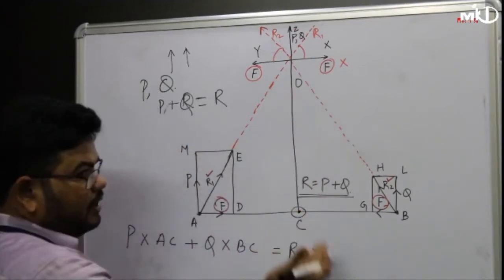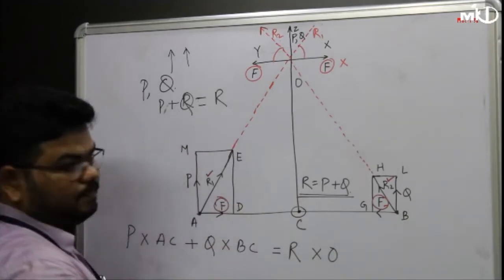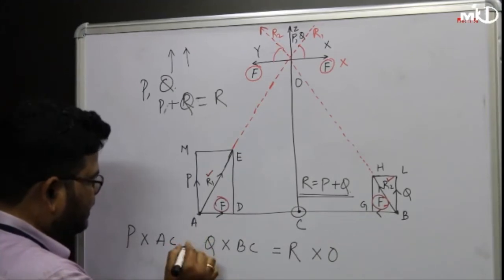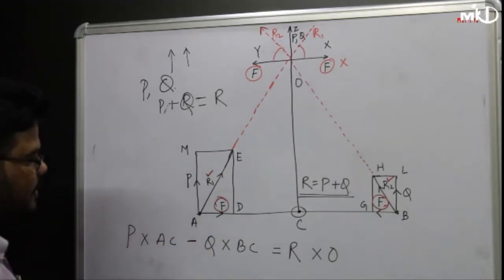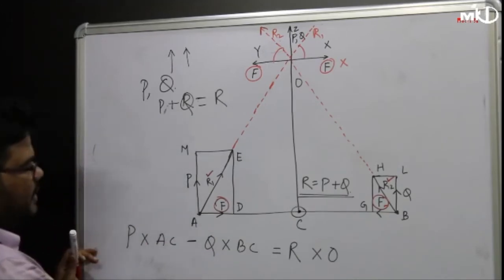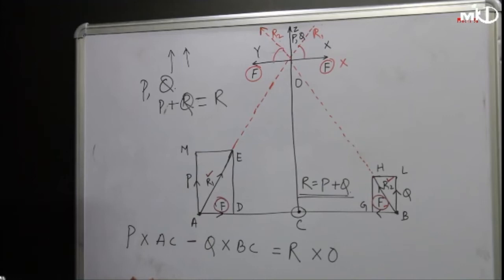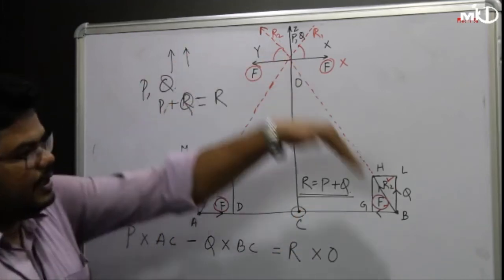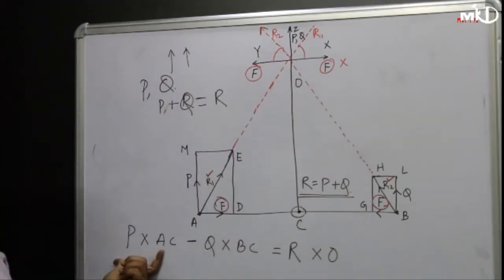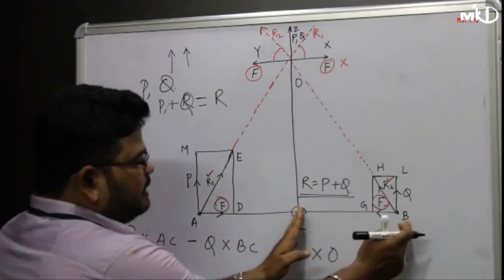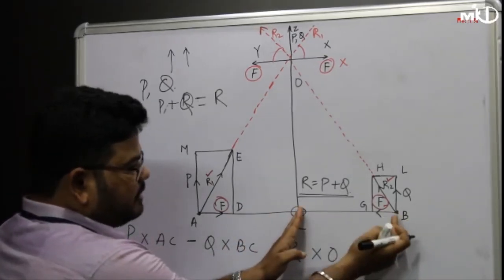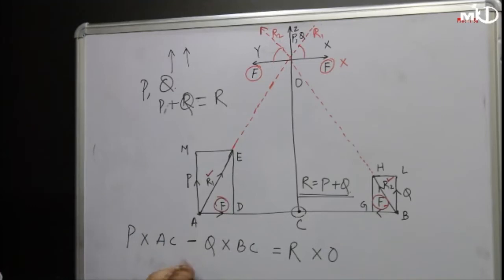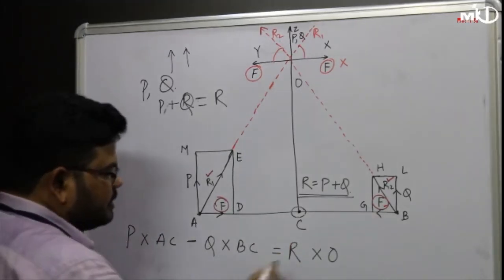So what is the distance between point C and point C? It is 0. Sorry, this will be minus. Why will it be minus? Because in the previous class we have studied that if we take AC and hinge the point C, this will move in clockwise direction, so I have taken it positive. And if I hinge the point C and apply force at point B, this will move in anti-clockwise direction. So I have taken it as minus. So this one becomes 0.